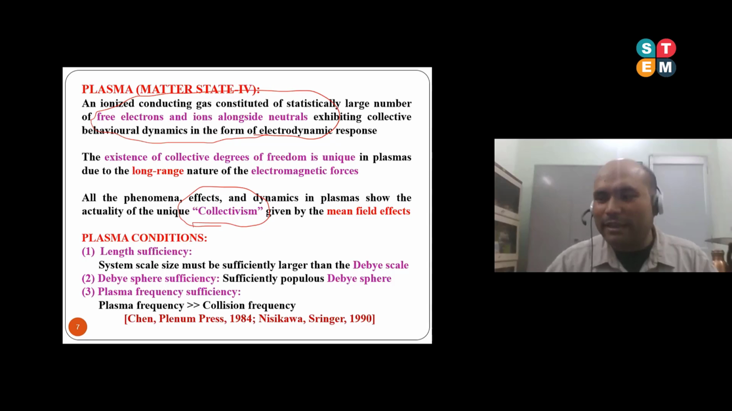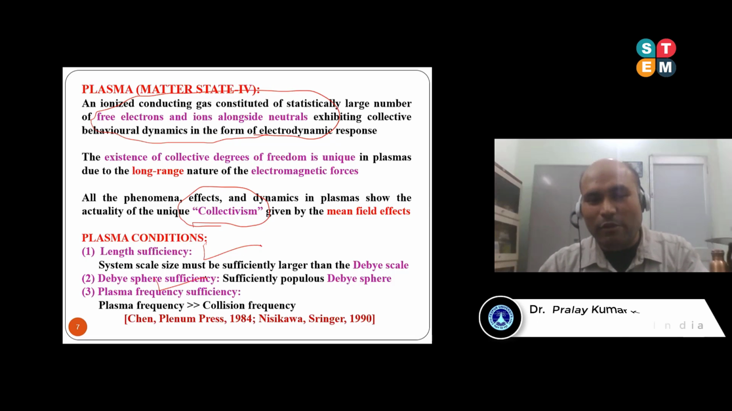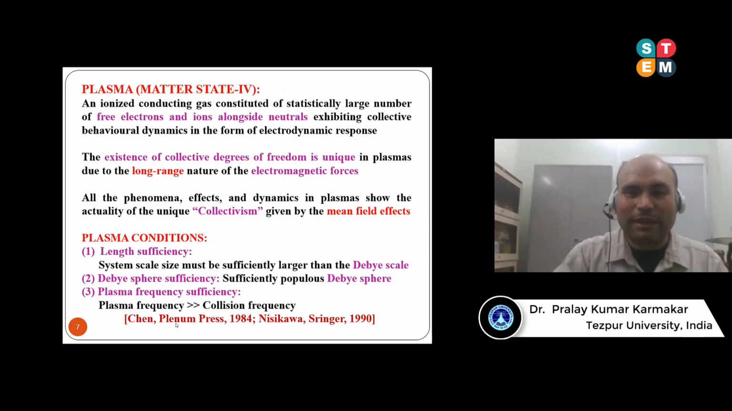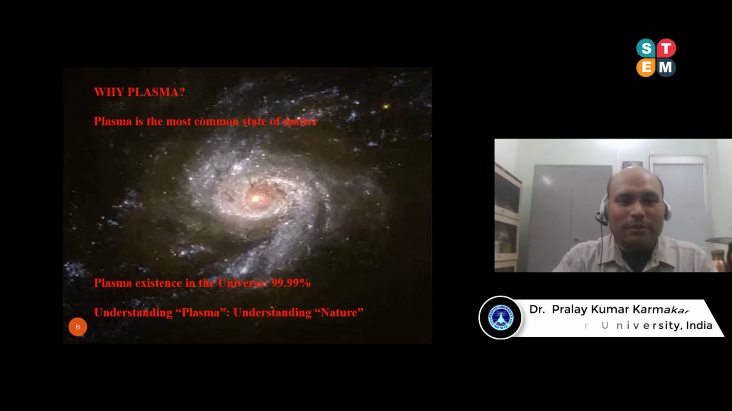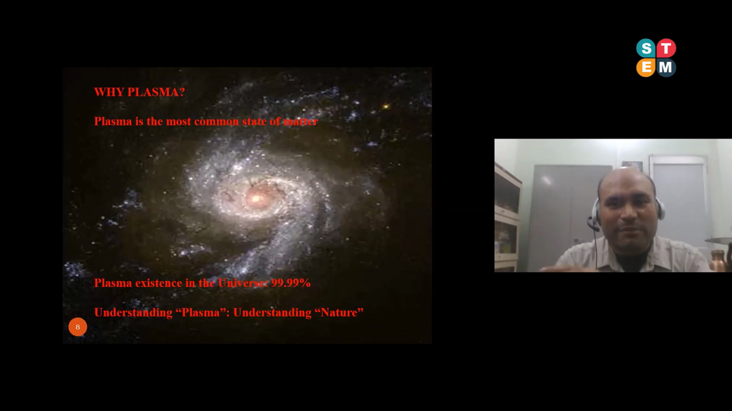What are the different criteria for plasma existence? One is the condition on length. The length must be sufficiently large, greater than the Debye length. Then the Debye sphere must be overpopulated, and then there is also one more condition, on the plasma frequency. These are the fundamental conditions. After that, even in the universe, plasma is everywhere.